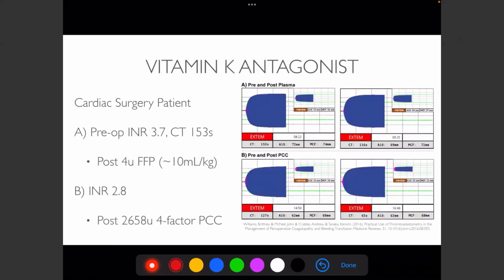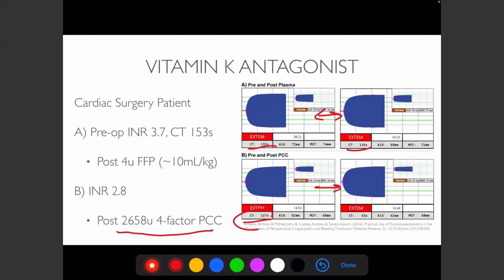But, one more. So vitamin K antagonists. This one was a pre-op warfarin cardiac surgery patient. Got a dosing of FFP, the 10 ml per kg, which is a little on the low side. But their EXTEM essentially went from 153 to 116, so it didn't completely correct. And then they reassessed it to see if they could take the patient to surgery, which obviously was the right move because it hadn't corrected yet. And then they gave 4-factor PCC, and then it corrected.